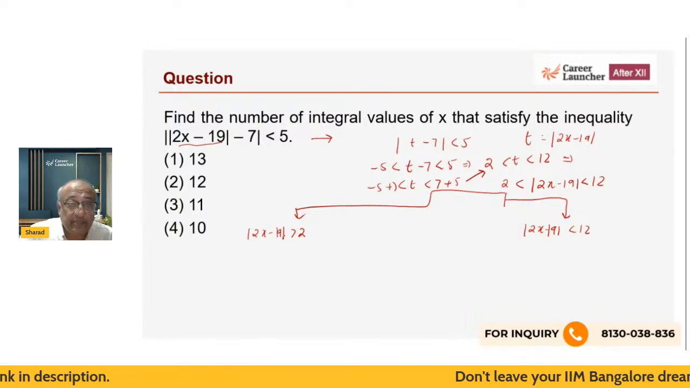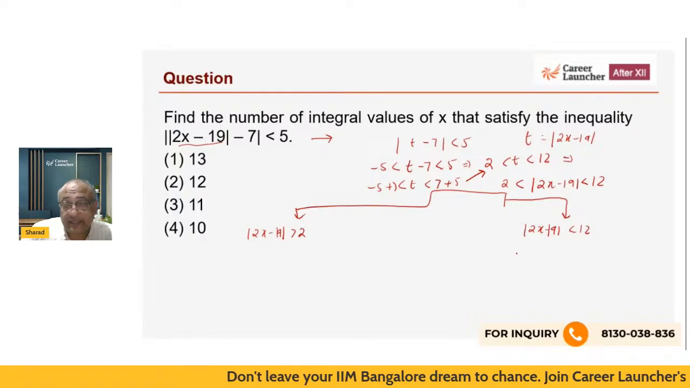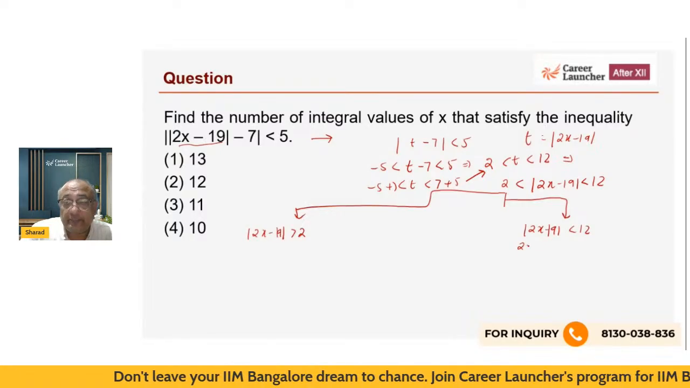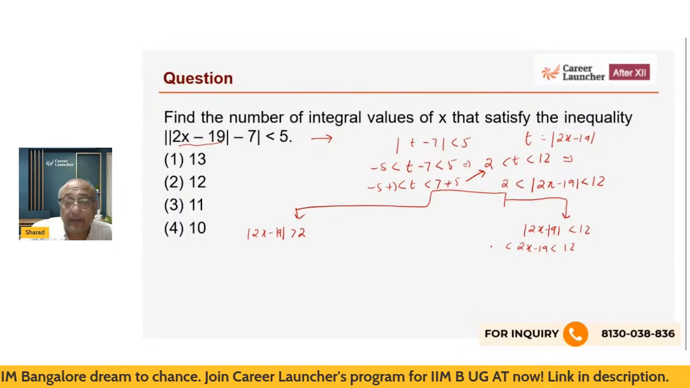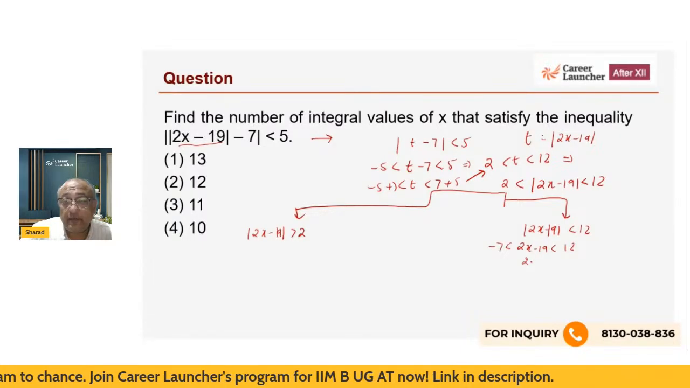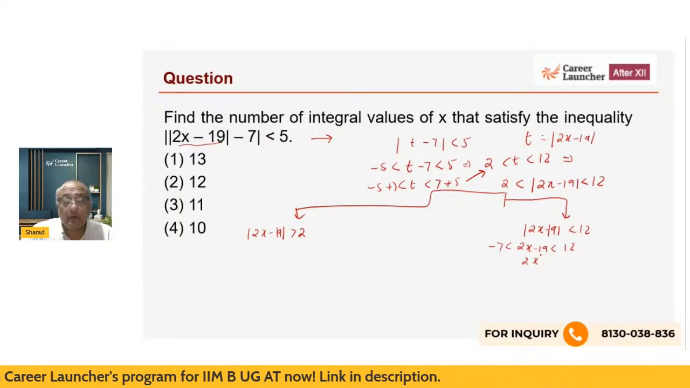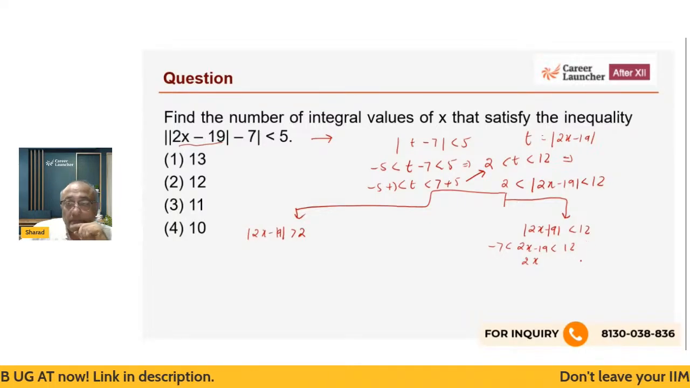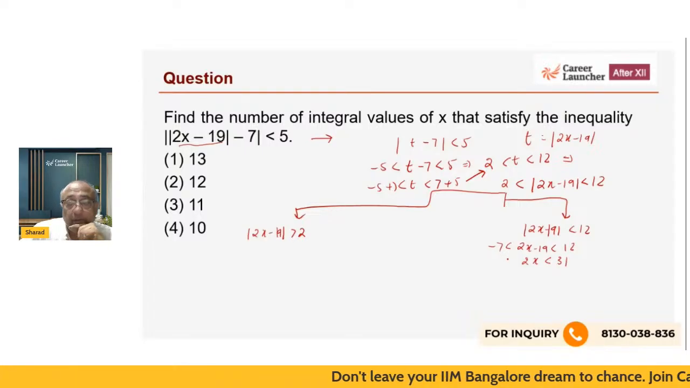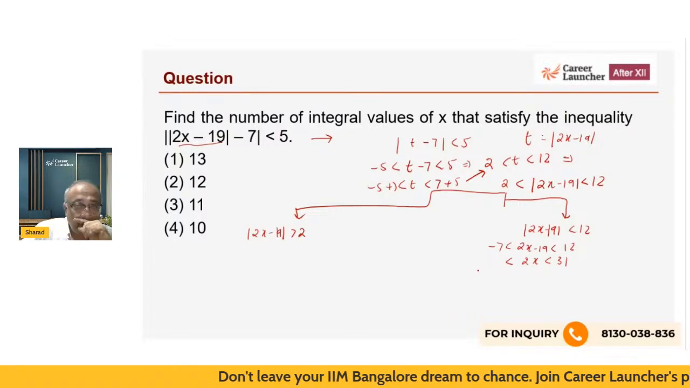See, I made a mistake. I put 9 rather than 19. Okay, I have corrected my mistake. 2x minus 19 is between 12 and minus 7. So this will become 2x, or is it 19? Correct. So 19, this will become 31 over here. And what do we have here?